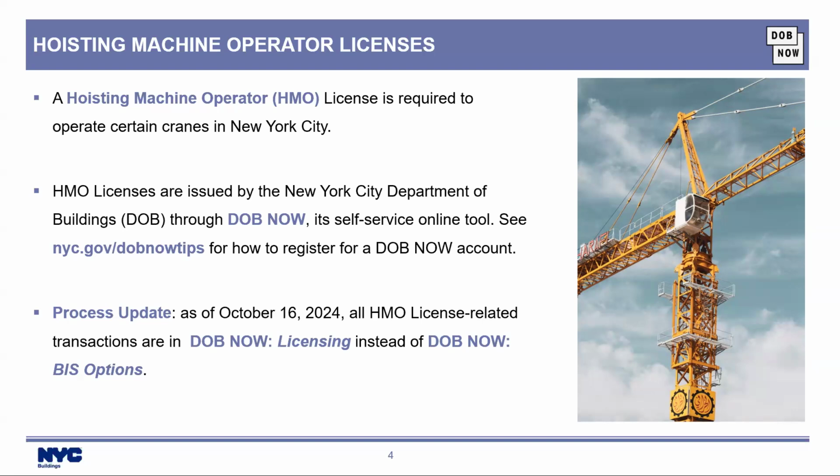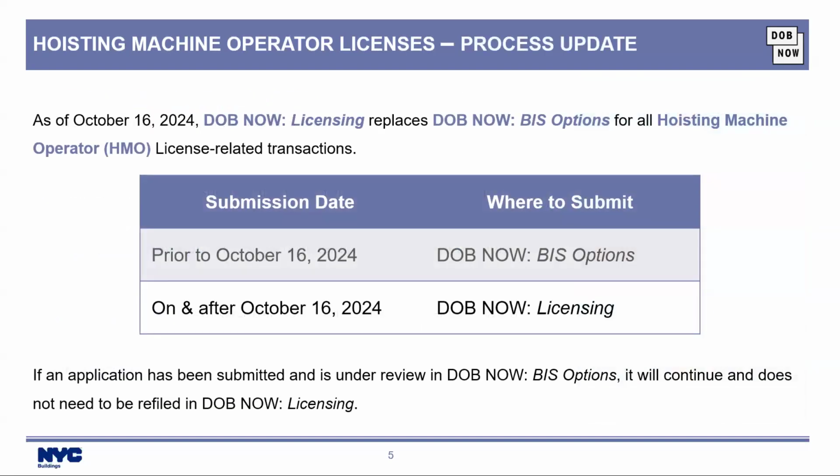As of October 16th, 2024, all HMO license-related transactions will be done in DOB Now licensing instead of DOB Now Biz options. And I want to make this clear. If you submit a request for something related to your HMO license, if that request is submitted prior to October 16th, then you will be submitting it through DOB Now Biz options, and it will remain in DOB Now Biz options until the request is processed.